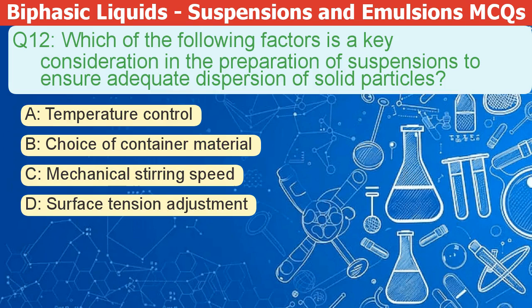Which of the following factors is a key consideration in the preparation of suspensions to ensure adequate dispersion of solid particles? A. Temperature control. B. Choice of container material. C. Mechanical stirring speed. D. Surface tension adjustment.